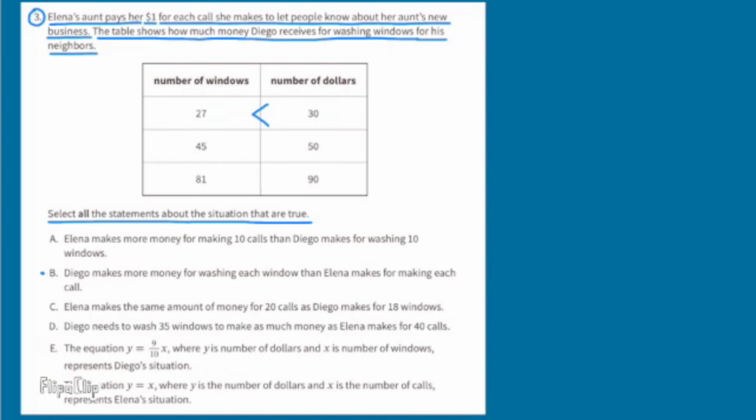30 is greater than 27. So Diego makes more dollars per window than Elena makes per phone call. So yes, statement B is true, so I would select statement B.